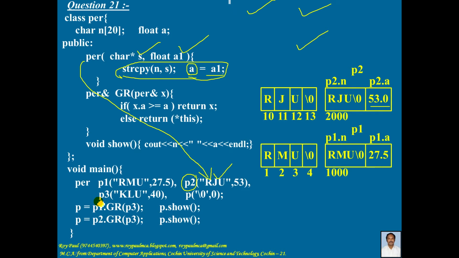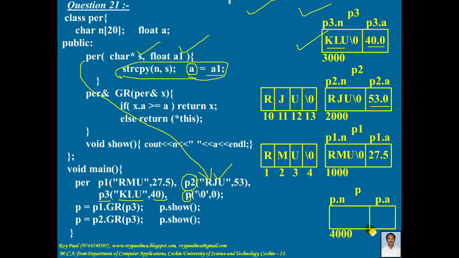Now in a similar way you can do it for P3. First memory is allocated. This initial value comes here and this initial value comes here. In a similar way you can do it for P. Memory is allocated. This initial value comes here and this one comes here. So this statement is completely executed.